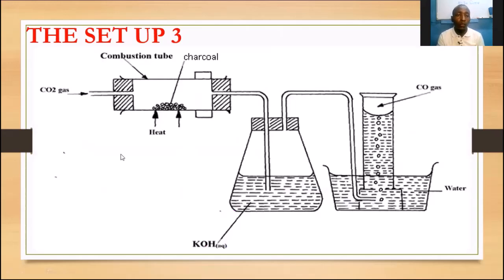In case I want to use carbon 4 oxide and carbon, I pass it over there, yes, the carbon 4 oxide is reduced to carbon 2 oxide. I have potassium hydroxide here to absorb the unreacted carbon 4 oxide. The question to be asked, what is the use of this? It absorbs the unreacted. Remember, some of the carbon 4 oxide will pass over there. And of course, the gas to be collected over water is carbon 2 oxide without the carbon 4 oxide.